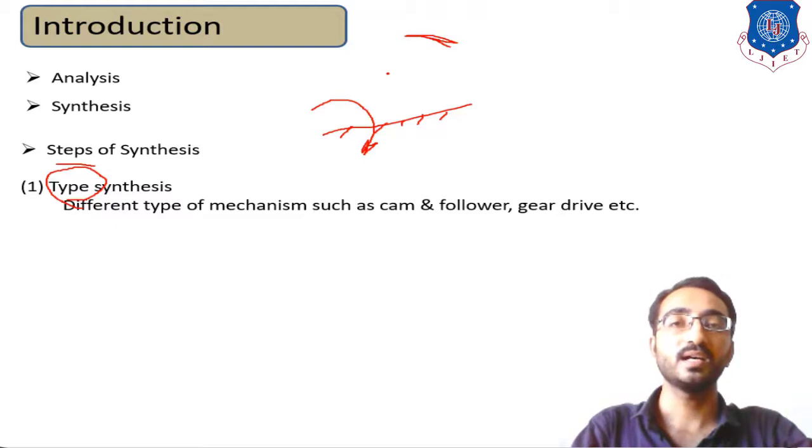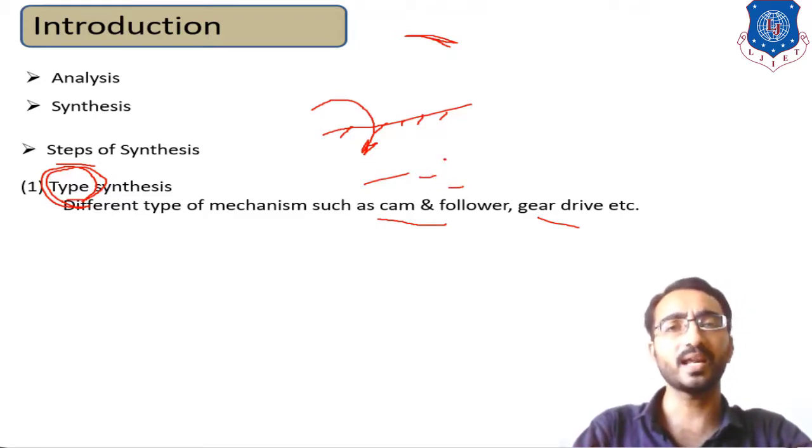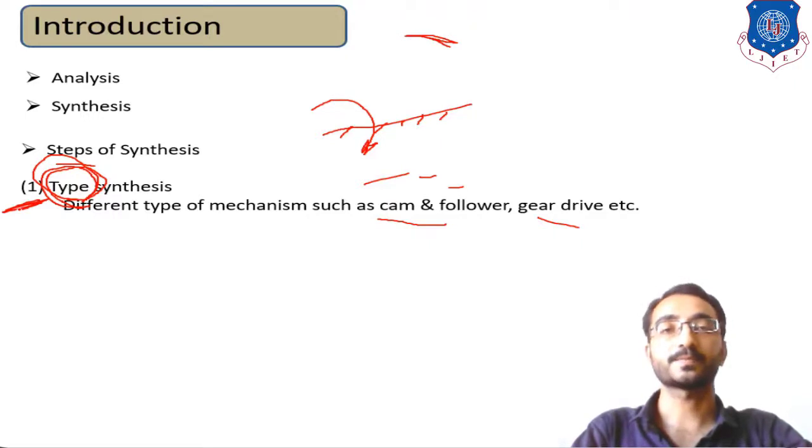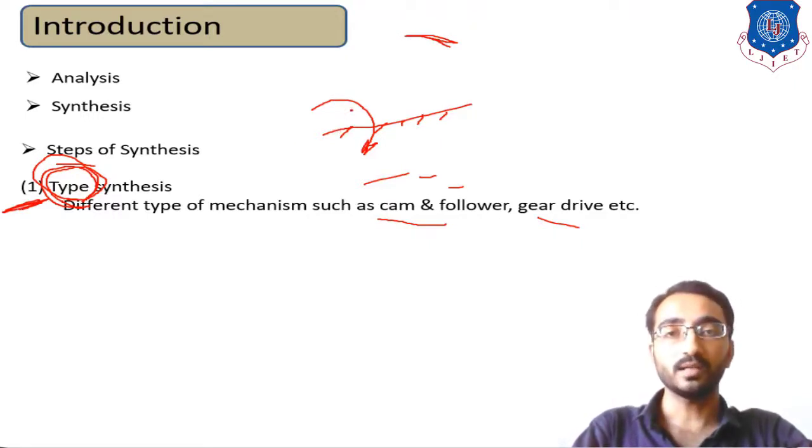Now for that, how will you start? First of all, you have to identify which type of mechanism you are going to use. Either it is a cam and follower system, gear drive, 4-bar chain mechanism, single slider, or double slider. There are n number of mechanisms which you can use to get the desired output as oscillatory motion. From that whole variety of mechanisms, choosing the type of mechanism you are going to use is termed step number 1, that is type synthesis. For example, now you can identify that you can either use a 4-bar or also a cam and follower system.